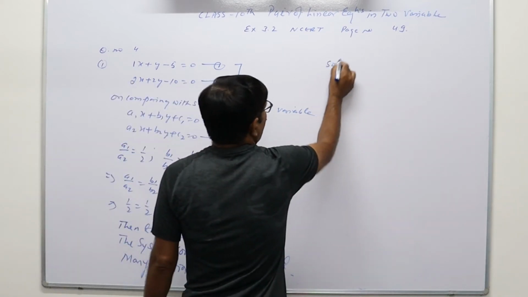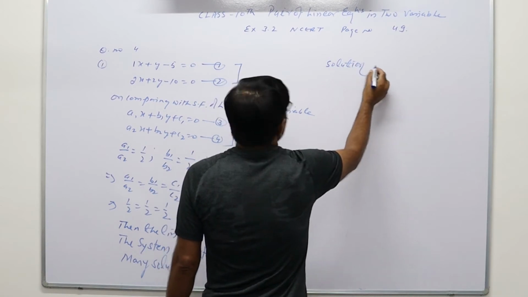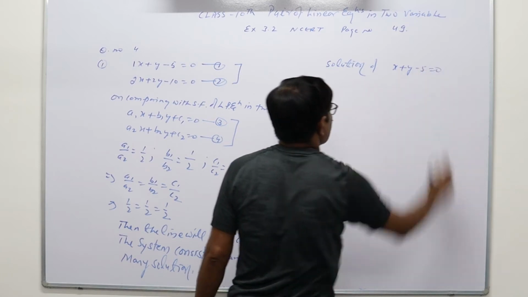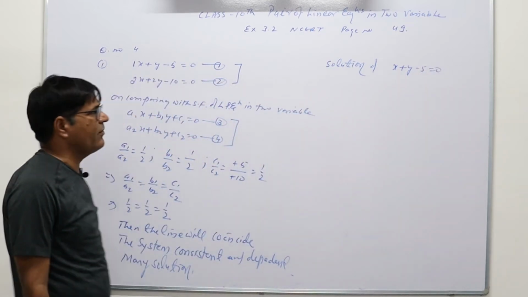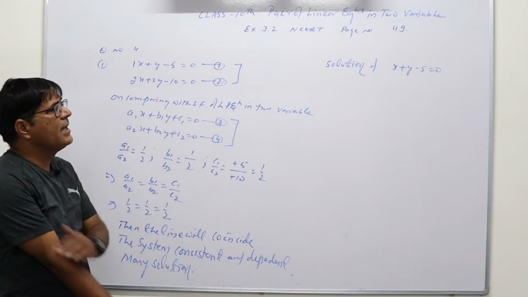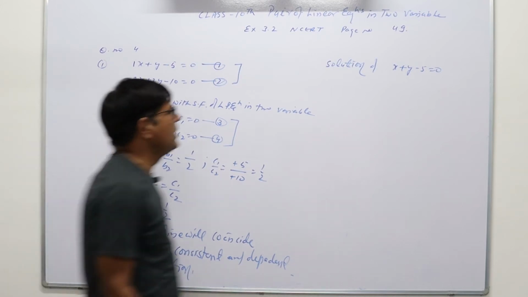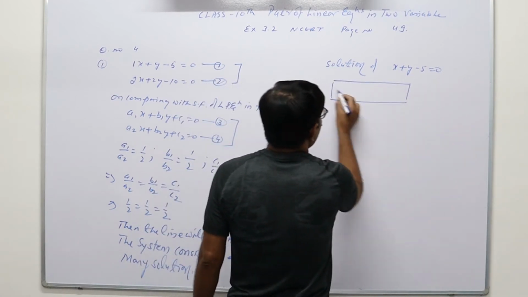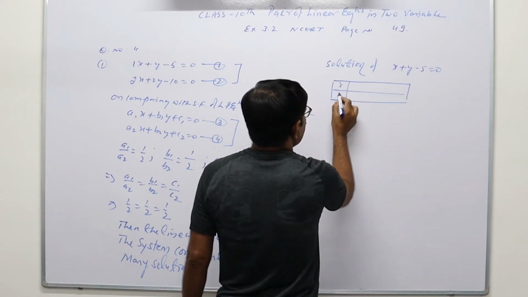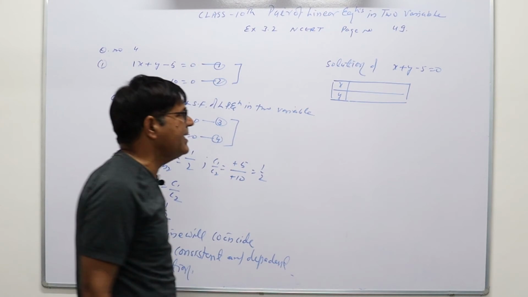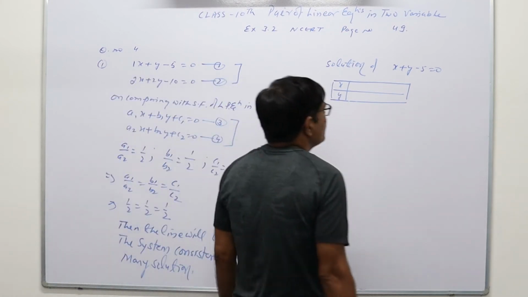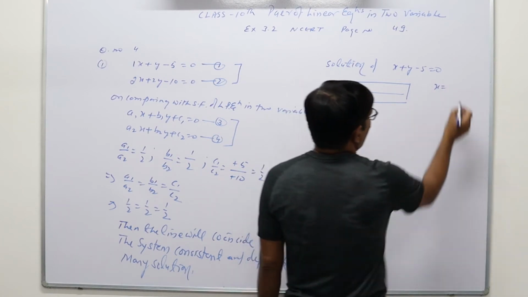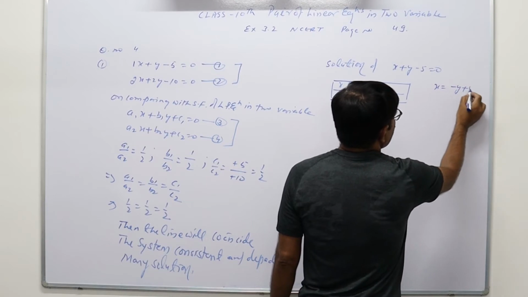So the solution of x plus y minus 5 is equal to 0. To solve this graphically, first we will take at least 3 pairs of solutions. So make a table with x and y, and take at least 3 sets of solutions for this equation. So how will we solve? First we will express x in terms of y. So this will be x equals minus y plus 5.